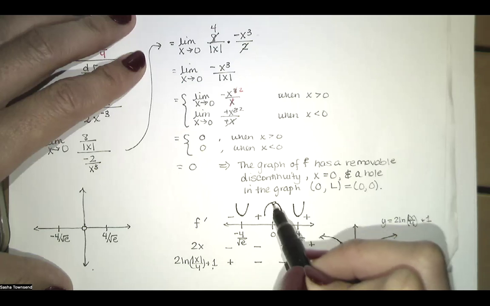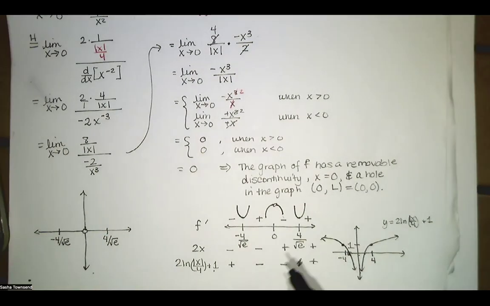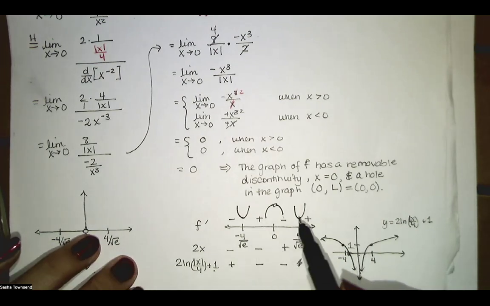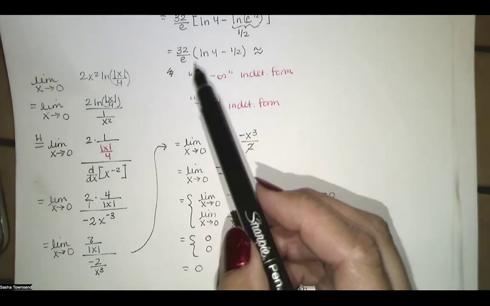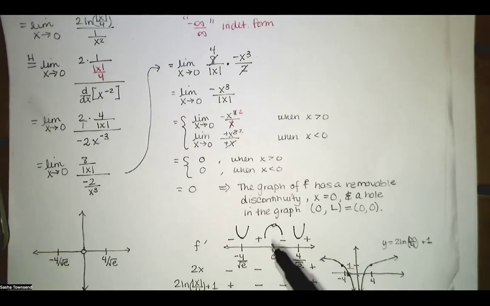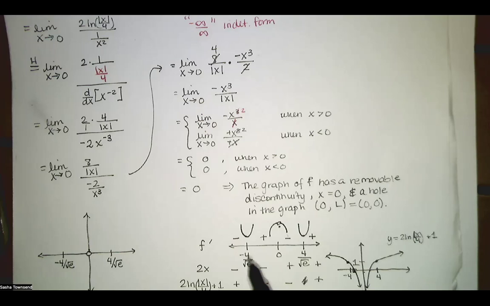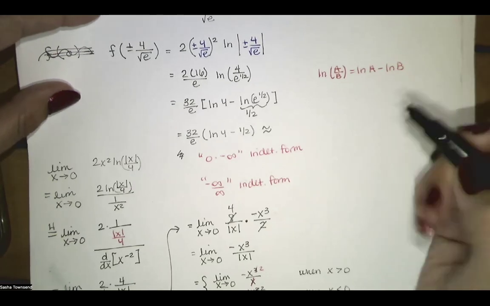So this would have been a relative max, but we don't actually get the relative max because the function isn't defined at 0. So from this sign chart, we can see that we have relative mins at plus or minus 4 divided by square root of e. And those minimum values are equal to this expression. I'm not sure what that is. And then we would have had a maximum here at 0, but the function's undefined there. So we do not have a maximum at 0. Okay. So by the first derivative test, these are relative mins.